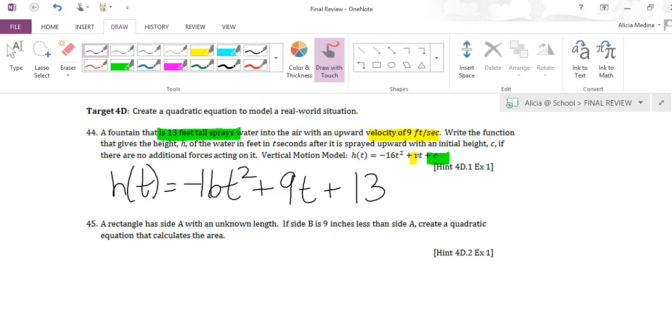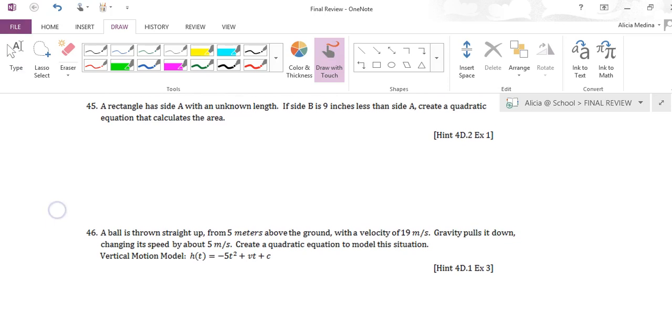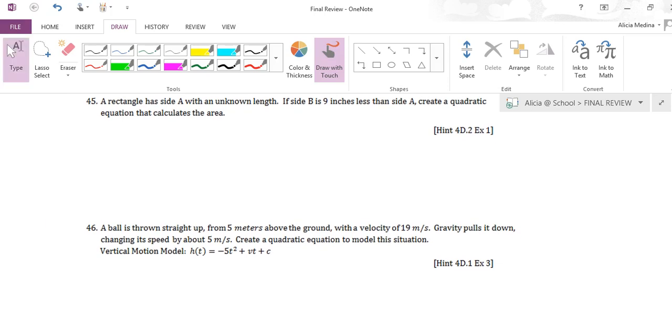Alright, so the rectangle in number 45 says the rectangle has side A with an unknown length. So we don't know what the length is. If side B is 9 inches less than side A, create a quadratic equation that calculates the area. So the first thing is I am going to draw my rectangle. We have side A with unknown length. So we don't know what the length is. But the side B is 9 inches less than side A. So that means this is going to be my width. And if we don't know what the length is, I'm going to say that's x.